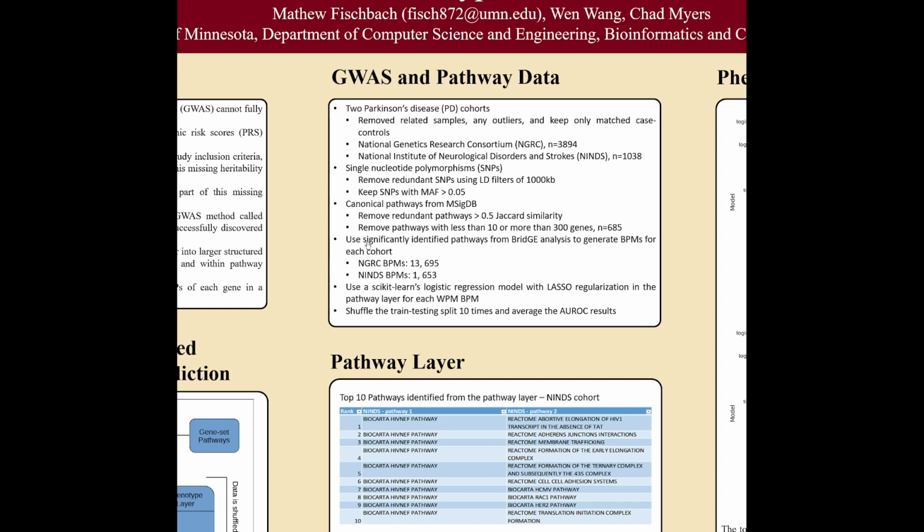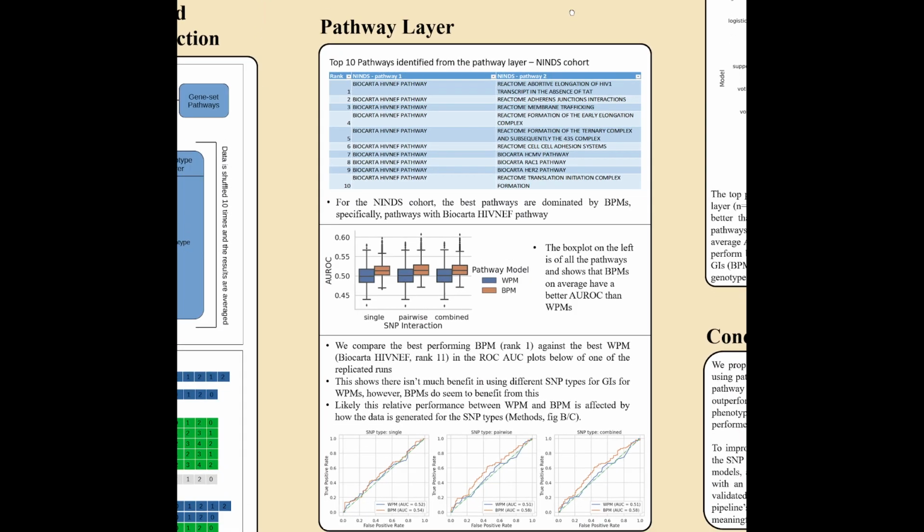If we were to generate BPMs from 685 pathways in a pairwise manner, that would be over 200,000 BPMs that we could generate. Now, that's too computationally massive, so we use the significantly identified pathways from a BRIDGE analysis of each cohort in order to generate our BPMs. For the NINDS cohort, that's 1,653 BPMs. We then use scikit-learn's logistic regression with lasso regularization for each pathway level WPM and BPM, and we shuffle that training testing split 10 times to average out the results.